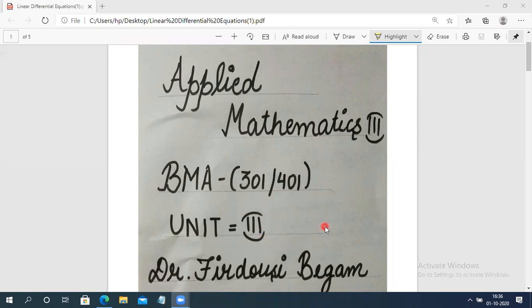Hello student. Today I am going to start our third unit, and the first topic is about the linear differential equation. So I am sharing the screen.